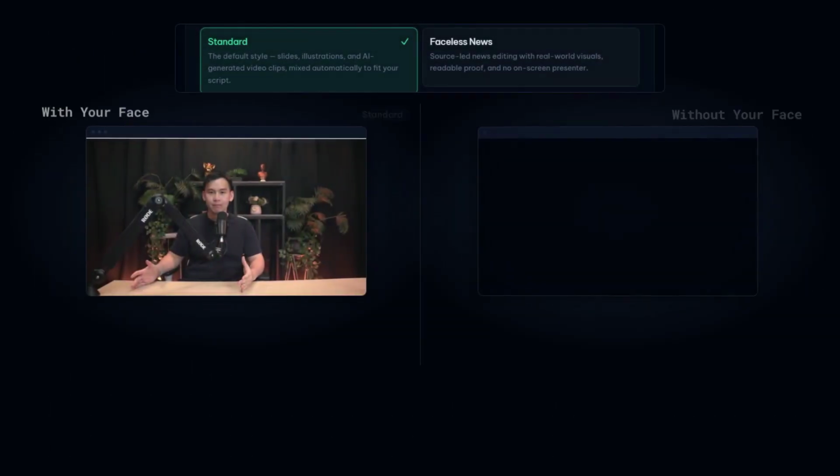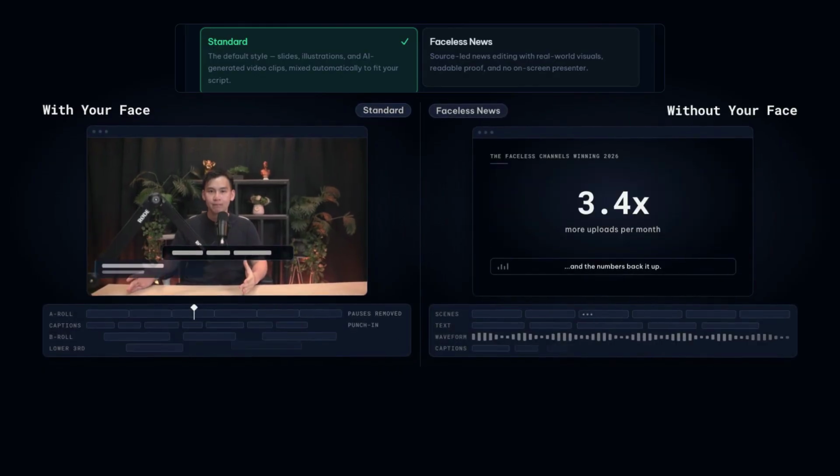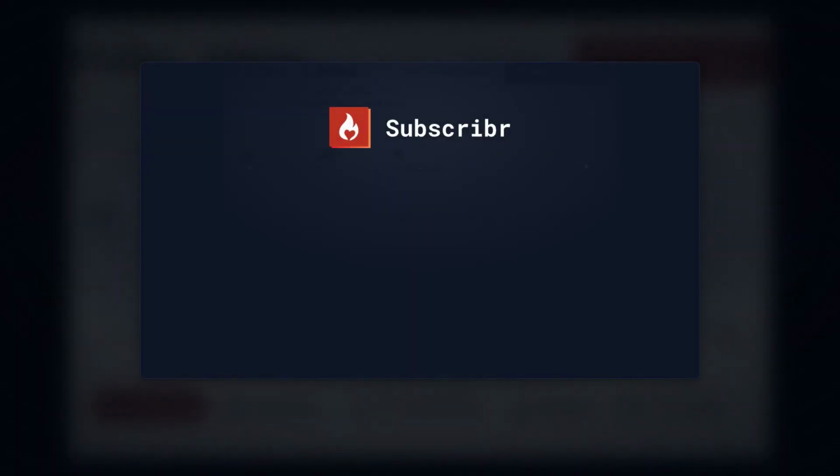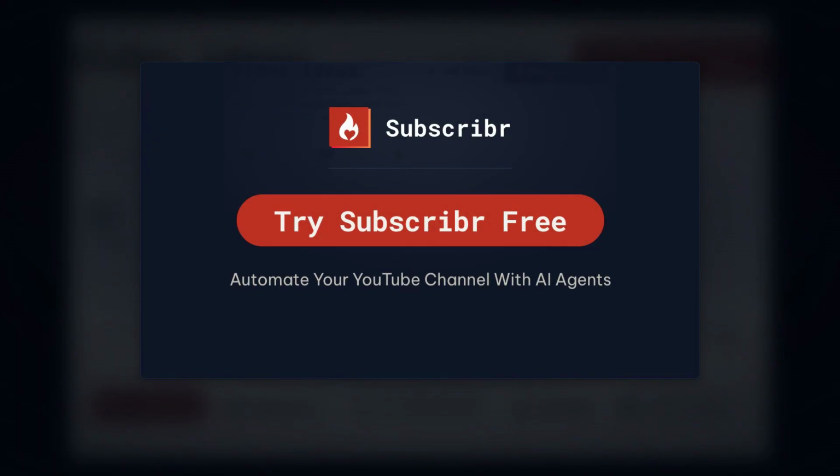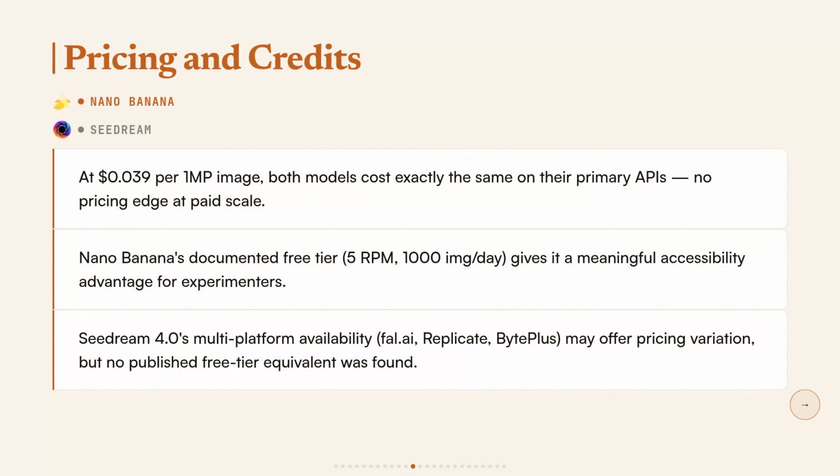Where it gets more interesting is free tier access. Nano Banana has a documented free tier at 5 RPM and 1,000 images per day on Google AI Studio, and I couldn't find a published equivalent for Seedream 4.0. So the per image cost is identical at paid scale, which makes this a tie on unit economics. But the free tier gap is real, and it matters if you're evaluating before you commit. 1,000 images a day to experiment with Nano Banana for free versus paying from image 1 with Seedream.